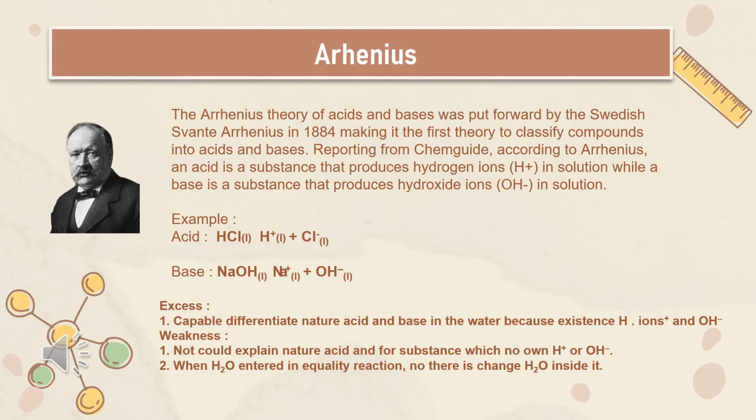And for the Arrhenius theory, the advantage is that it is first capable of differentiating the nature of acid and base in water because they release H+ ions and OH- ions. The weakness is, first, it cannot explain the nature of acid and base for substances which have no H+ or OH-, and second, when water enters an equilibrium reaction, there is no change in the water inside it. So this is about the Arrhenius theory.